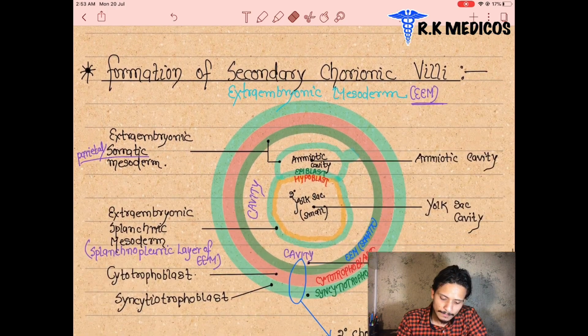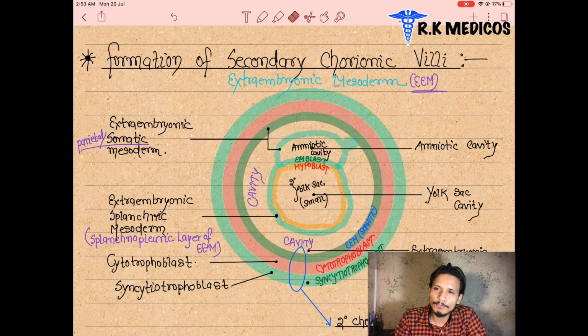Now we are going to see the secondary chorionic villi. The primary villi develop before 12 days. They are synthesized from the cytotrophoblast and syncytiotrophoblast. The cytotrophoblast cells embed in the syncytiotrophoblast finger-like projections, forming the primary villi. Now we are going to see how the secondary chorionic villi are formed.